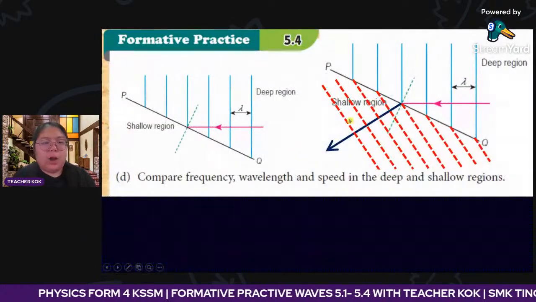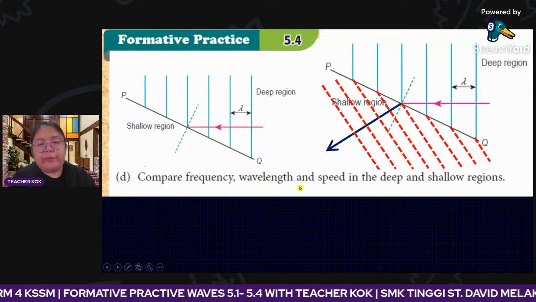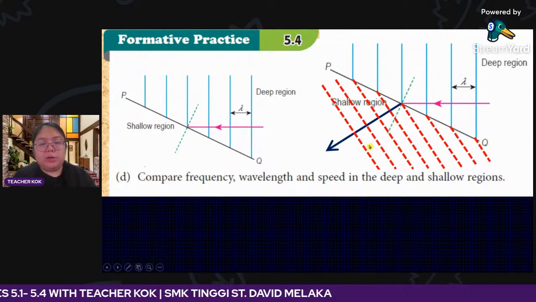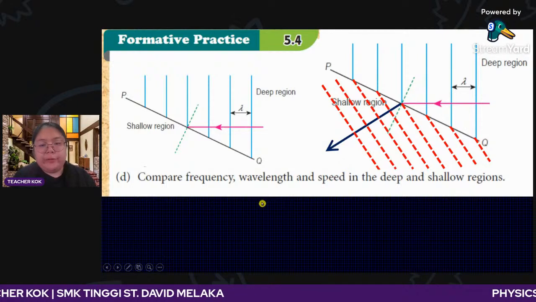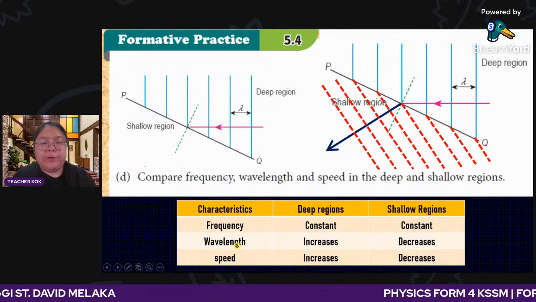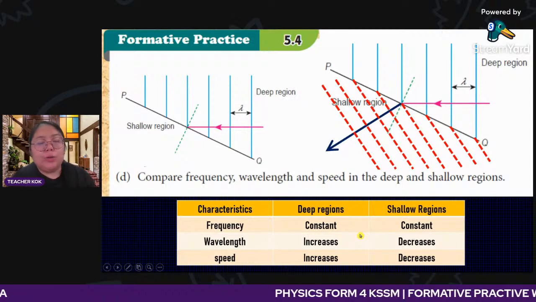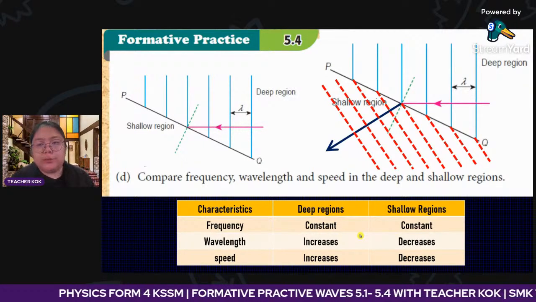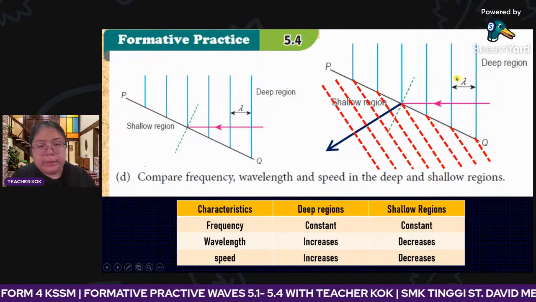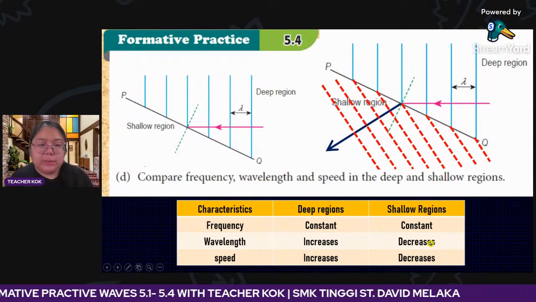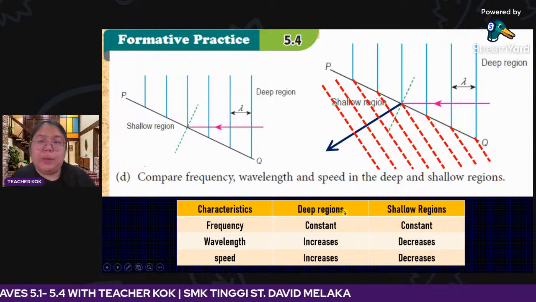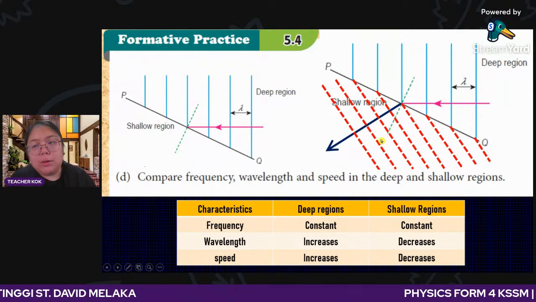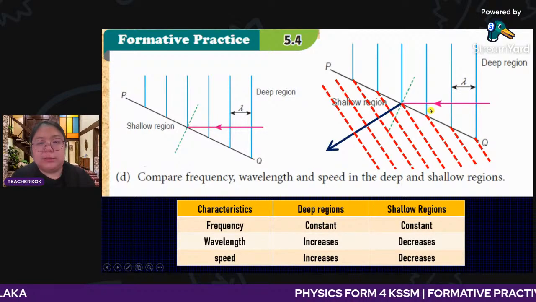Okay, then after that, compare the frequency, wavelength, and speed, before and after. So in the deep region and also the shallow region, we compare the frequency, wavelength, and also the speed. First one, the frequency is constant. Just now I told you, the frequency in the deep and shallow regions must be constant. Number two, the wavelength. The wavelength in the deep region is surely bigger, and in the shallower region it decreases. And the last one is the speed. When I go to the shallower region, the speed slows down. In the deep region, it is fast.